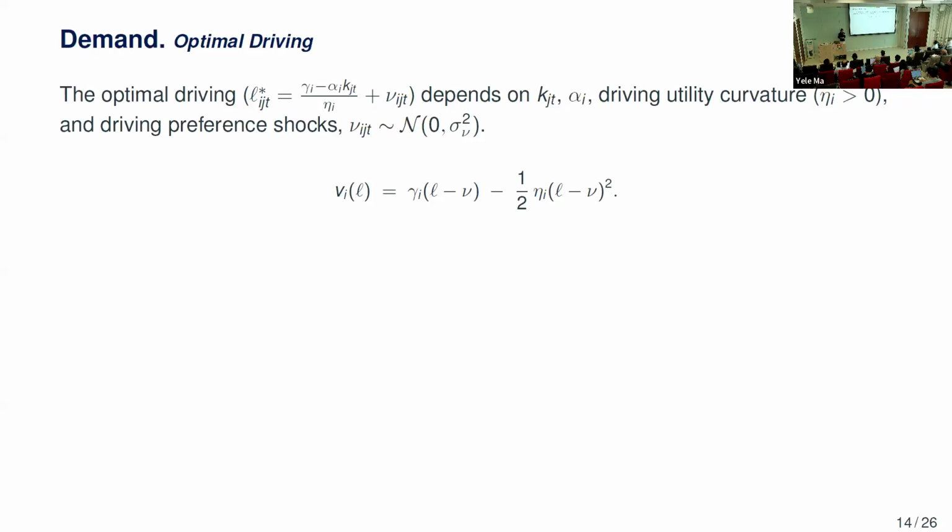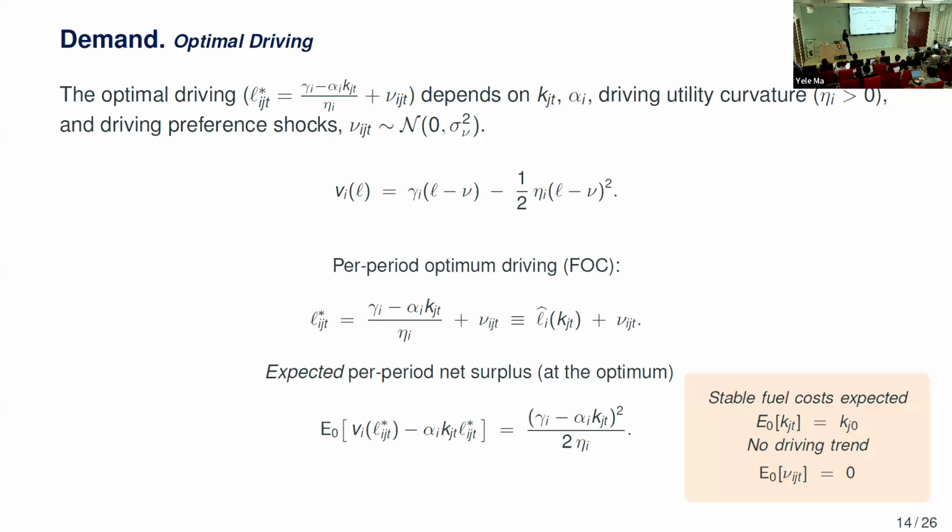As I've said, first we choose the optimal driving, and this is because we have a quadratic driving term, so you can find a maximum there. And this tells you that you have decreasing marginal utility of driving. I'm not going to go through all the steps of the derivation, but basically what you need to know is that the optimum depends on the cost of driving and some preference parameter.